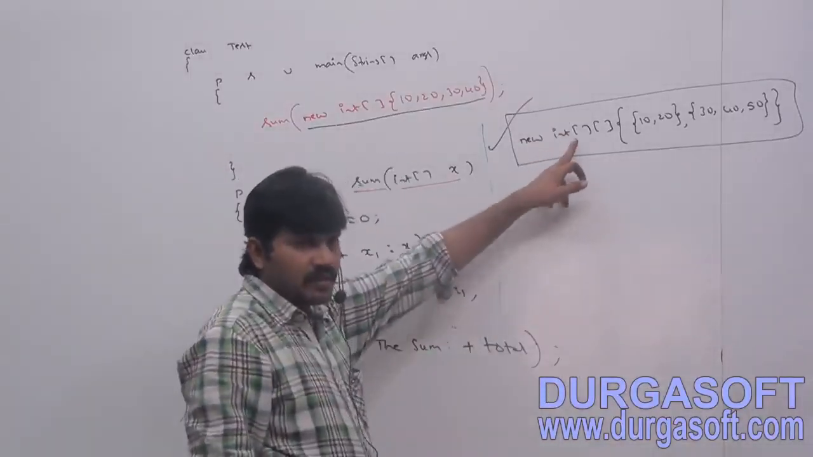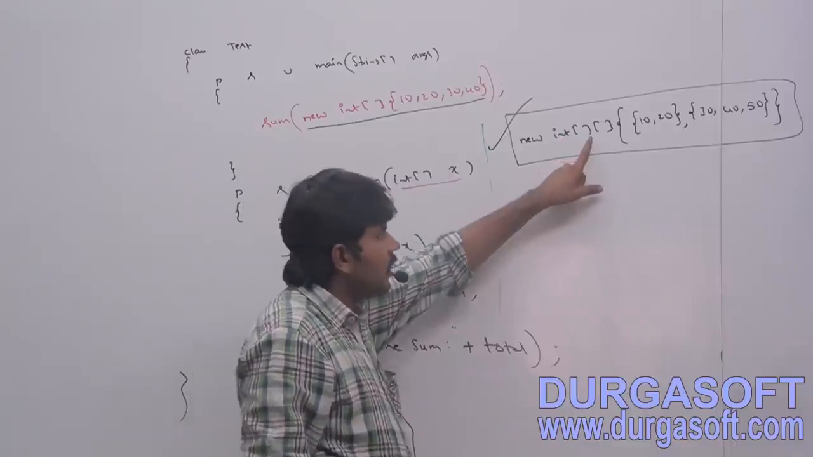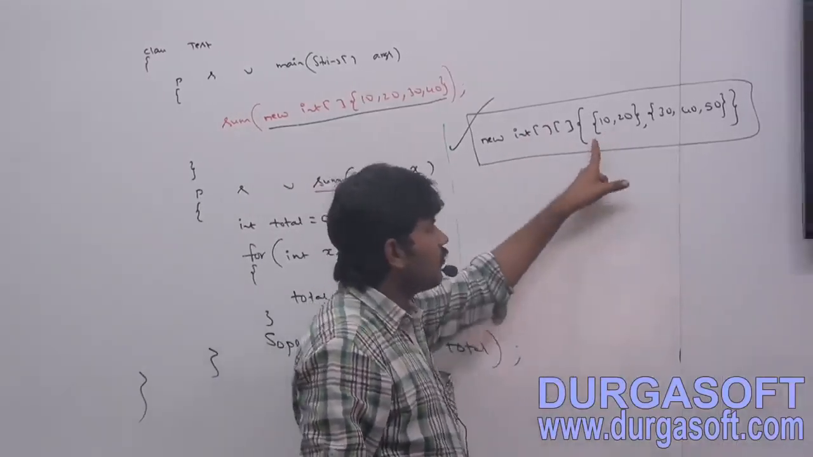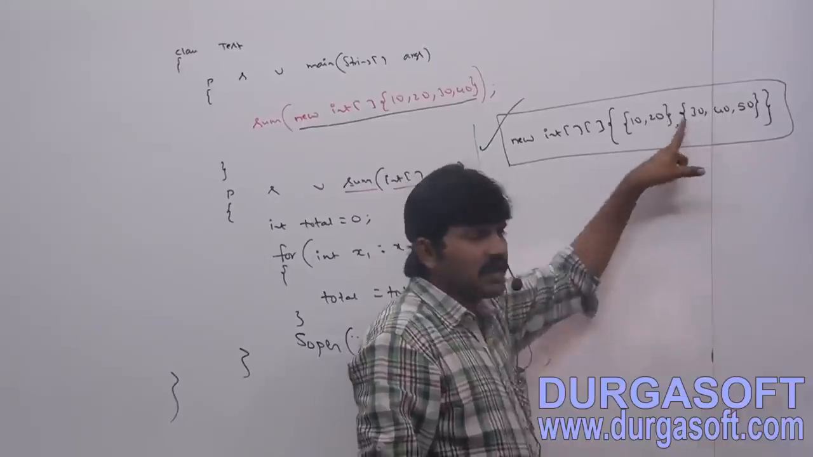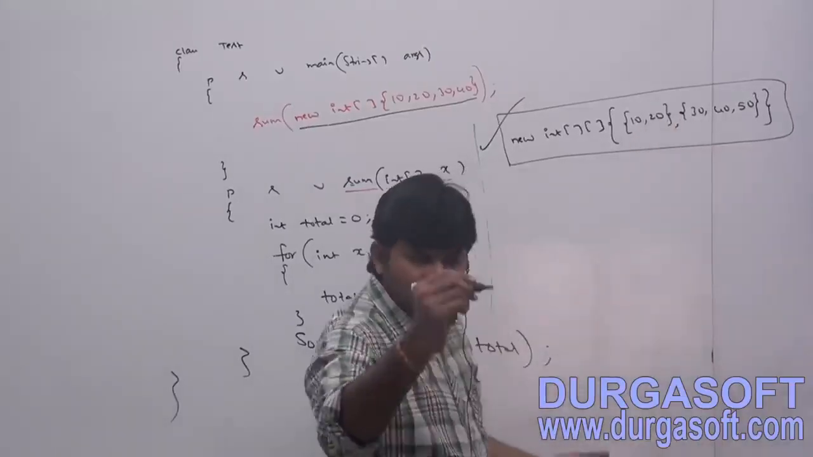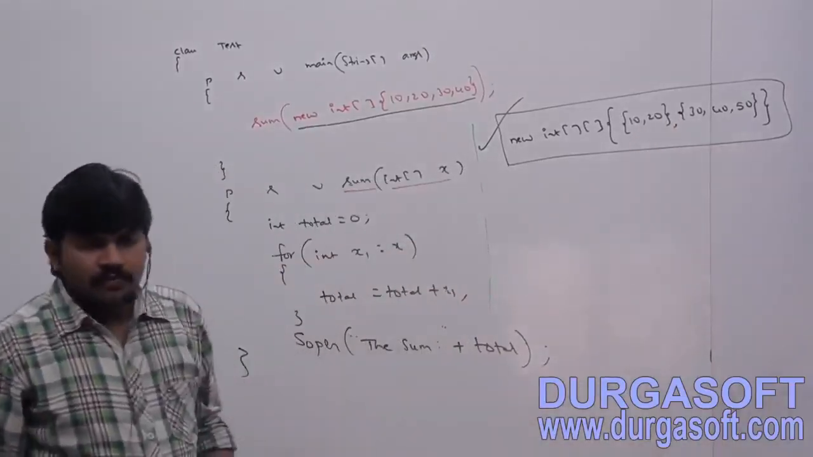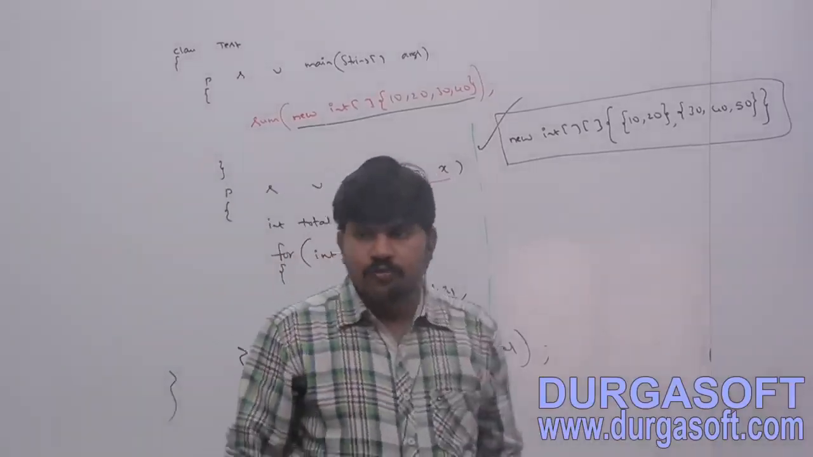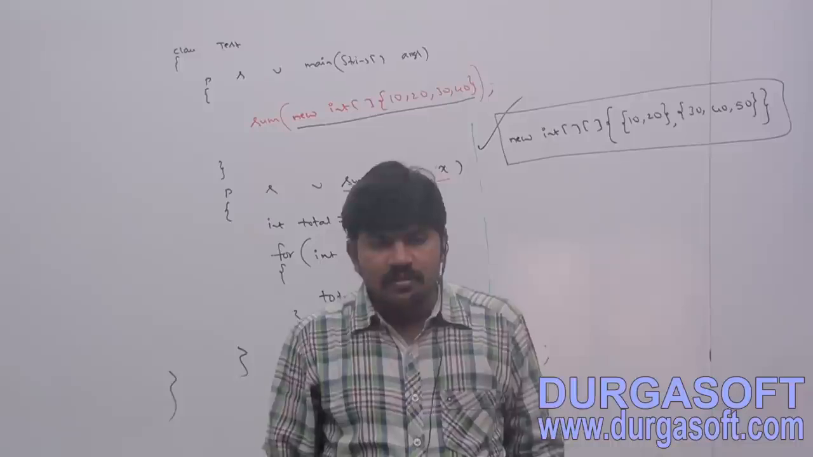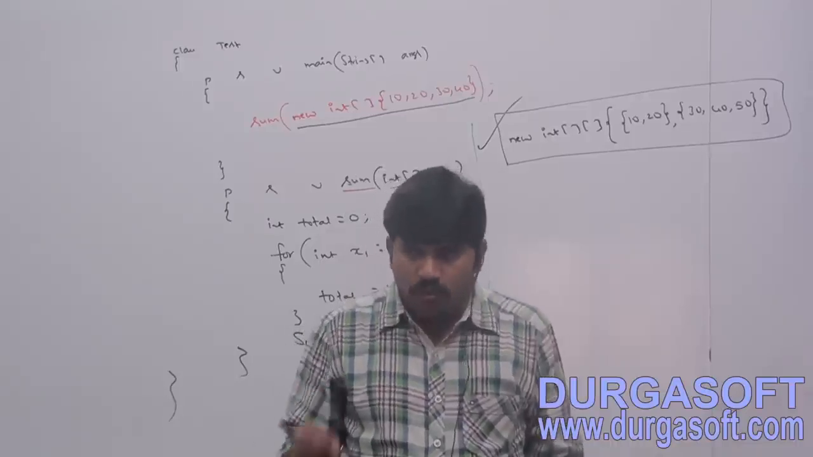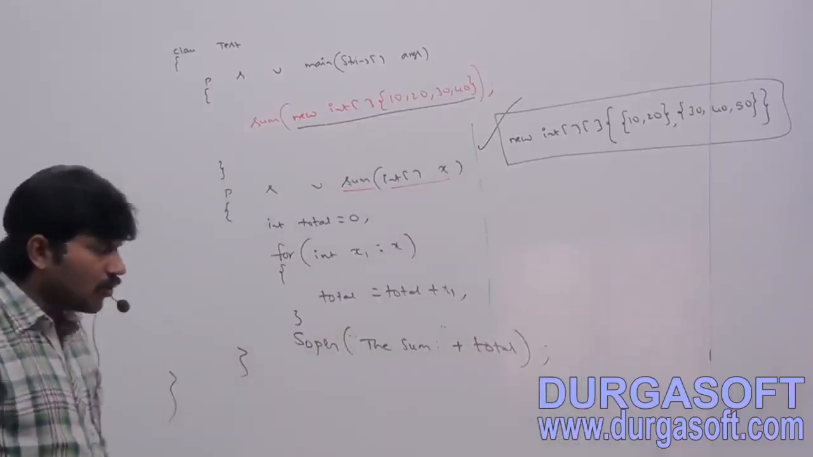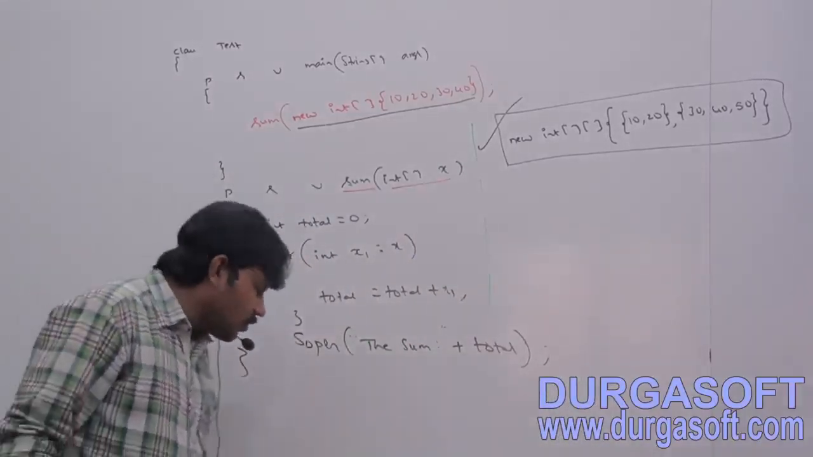Is it valid or not? Yes. Sir, what is the dimension of this array? 2 dimension. Here the outer array is 1 dimension, where each element is another 1-dimensional array. Same. We can create multi-dimensional anonymous arrays also.